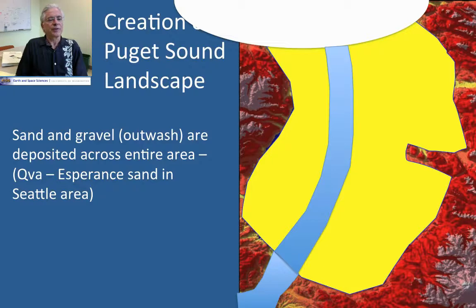The geologic term for this deposit is QVA, or Quaternary Vashon Advance deposits. Advance because these deposits occurred as the glaciers were advancing from the north to the south. In the Seattle area, the sand is called the Esperance sand.